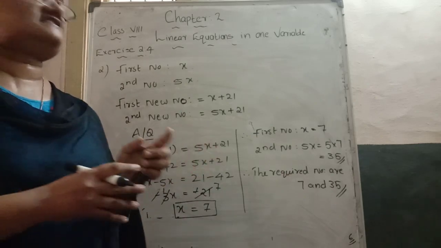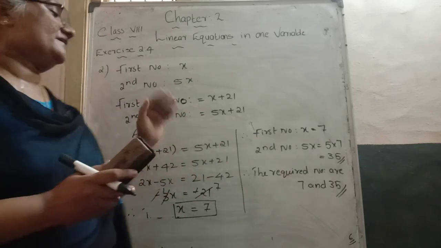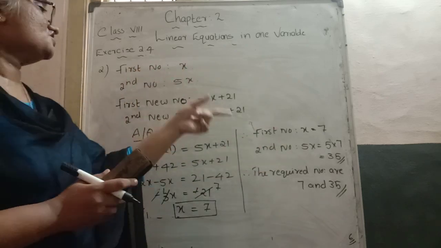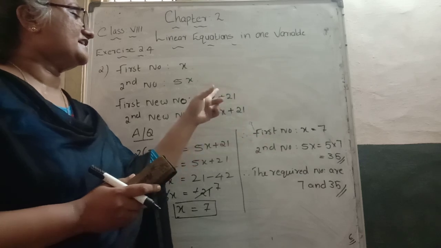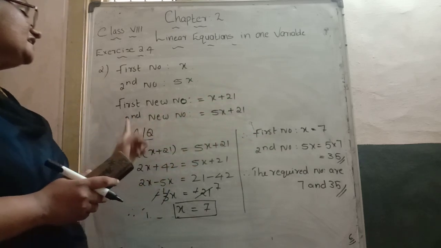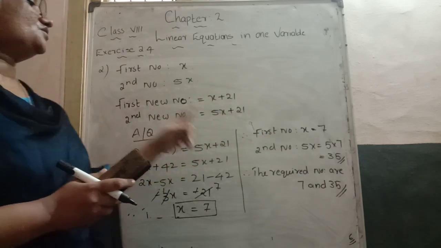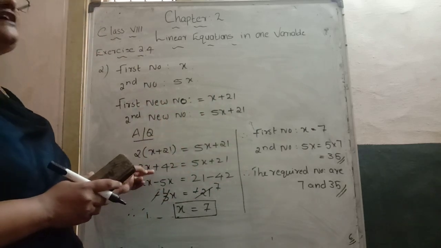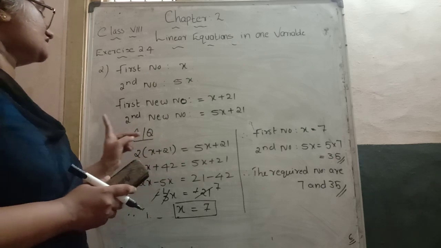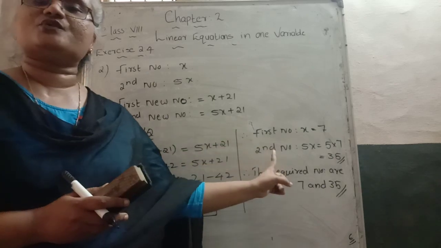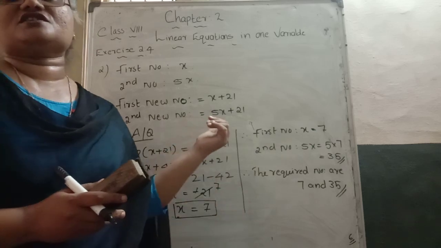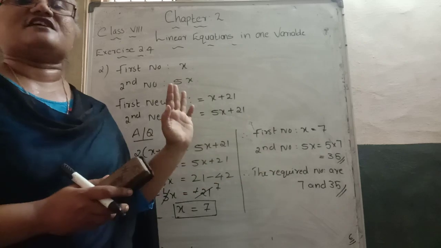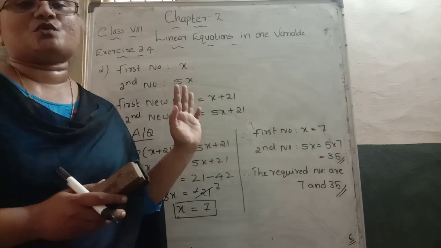I hope you can understand this question. Second question. So 7 and 35 are the required two numbers. Add 21 to them. The first number, 7 plus 21 comes to be 28. 28 into 2 comes to be how much? 56. In this way, we are calculating and getting the expression. That is the meaning of that question. So the two numbers are 7 and 35.